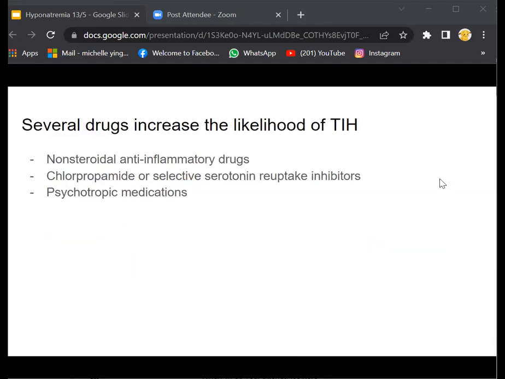So there are a few drugs that can increase the likelihood of DIH. NSAIDs, through prostaglandin inhibition, can decrease free water clearance. Drugs such as chlorpropamide and SSRIs may be associated with SIADH, and polydipsia caused by psychotropic medications can also predispose to DIH.